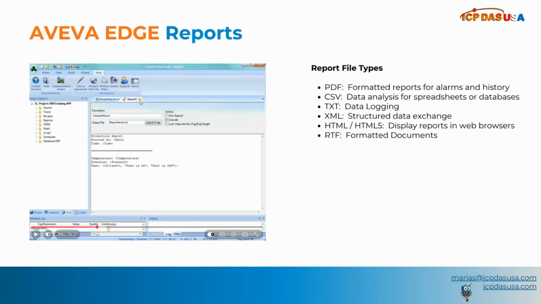AVEVA Edge report templates are made by right-clicking the Reports folder in the Project Explorer and then naming the report. AVEVA Edge reports can be saved in PDF, CSV, TXT, XML, HTML, or HTML5, and RTF. PDFs are great for formatting reports and for displaying alarms and historical information. CSV files are great for data analysis for importing into spreadsheets or databases. TXT are simple text files for data logging.